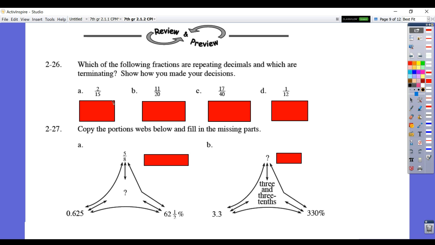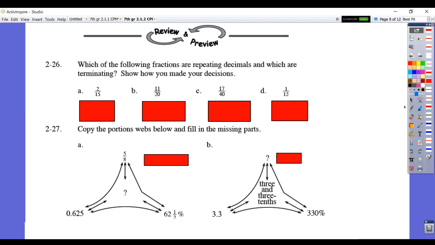We talked about that in section 2.1.1. And the key is, if you get a remainder of 0, then it's a terminating decimal. It ends, it terminates. If instead you end up with a repeating pattern where you continue to get a remainder, but there's that repeating pattern going on, then it's a repeating decimal. So terminating means it ends, remainder of 0. Repeating means it continues to have a remainder and a repeat.